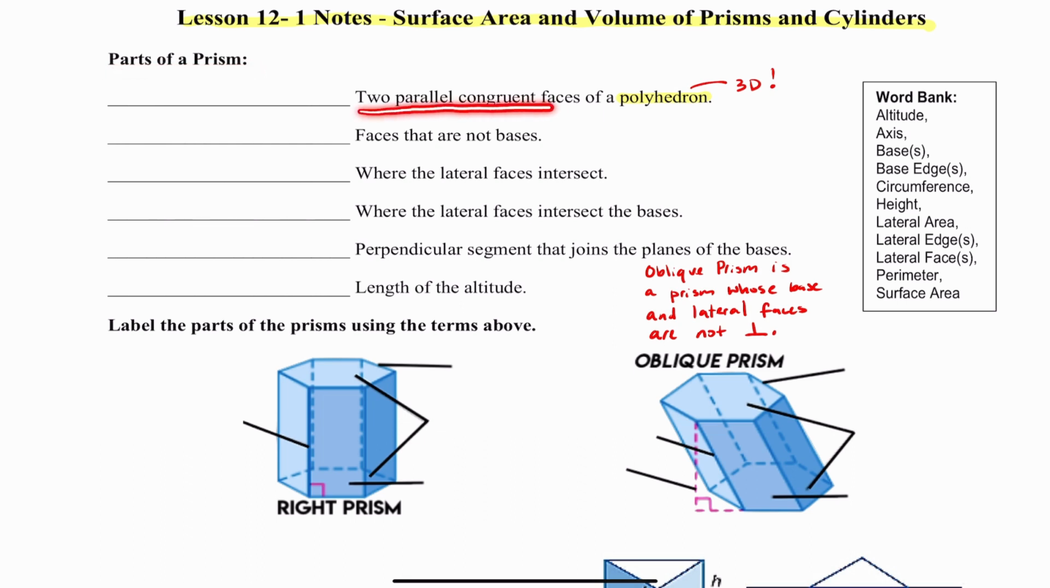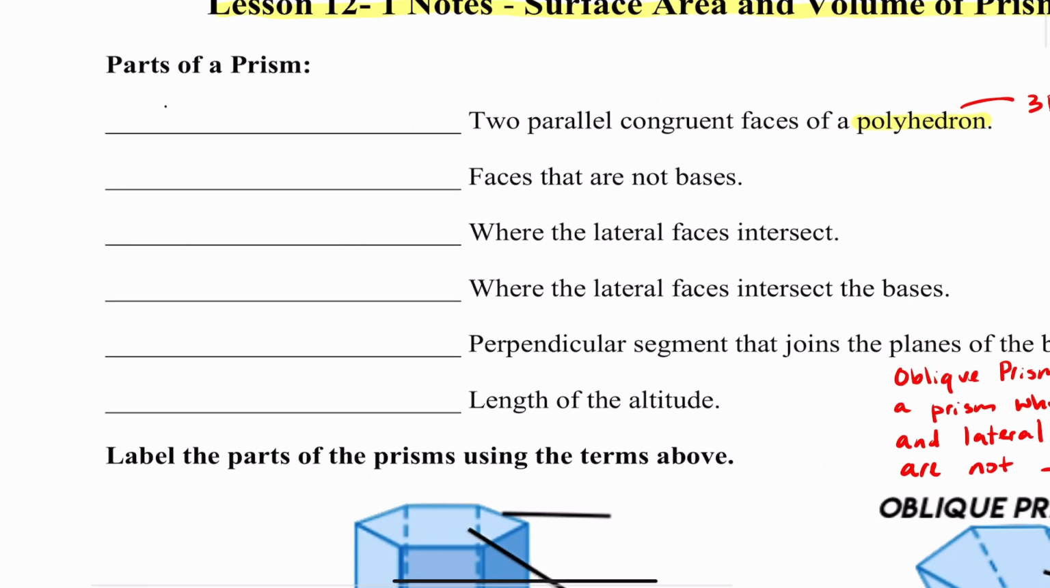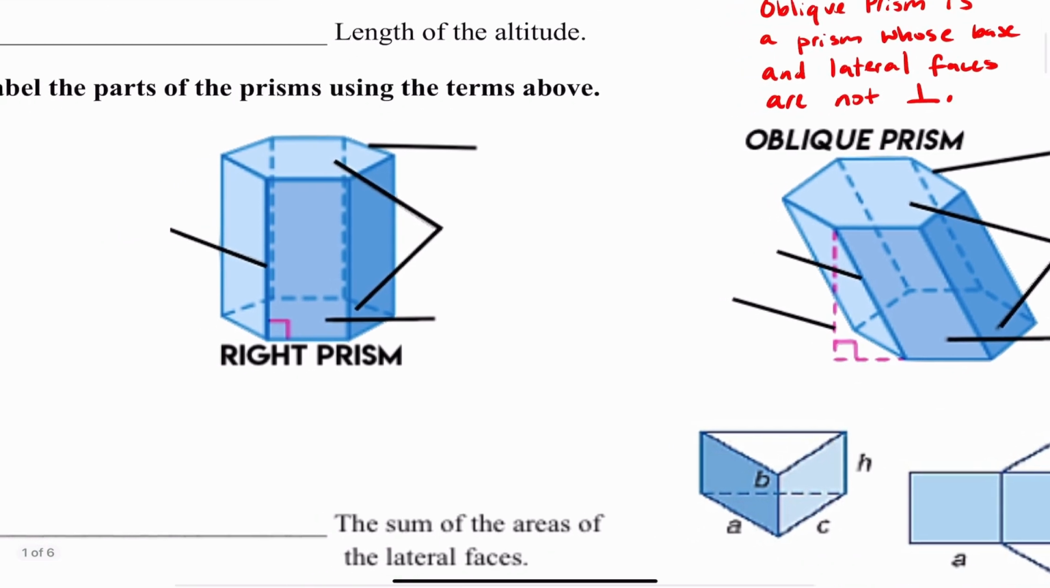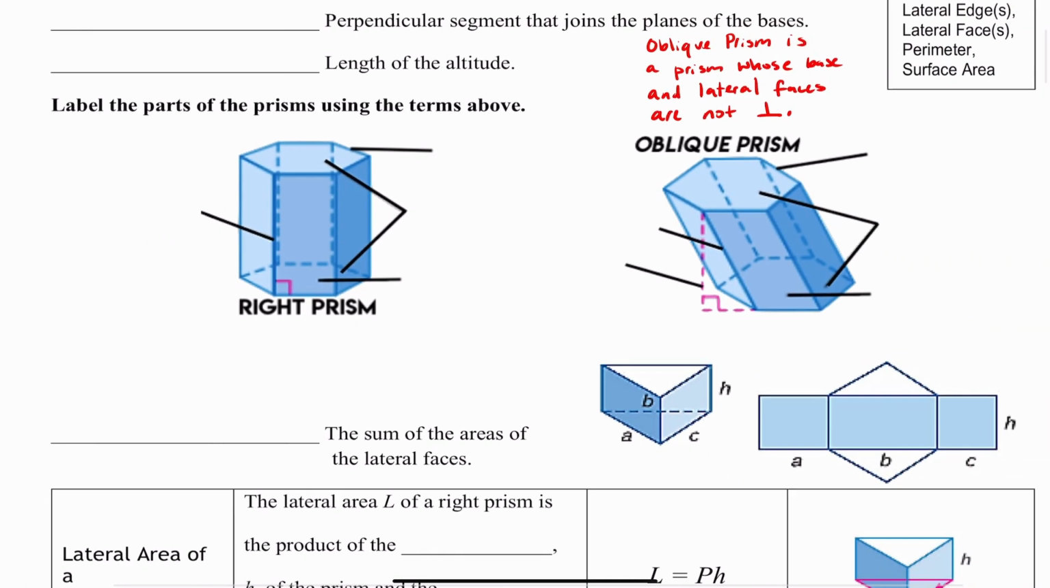Two parallel congruent faces of a polyhedron, which means 3D, we call those two parallel congruent faces the bases of a prism. So let's take a look at these two prisms here. We have a right prism because we can see there's a 90-degree angle, and then we have an oblique prism, which is a prism whose base and lateral faces are not perpendicular.